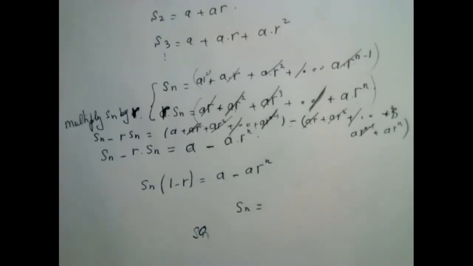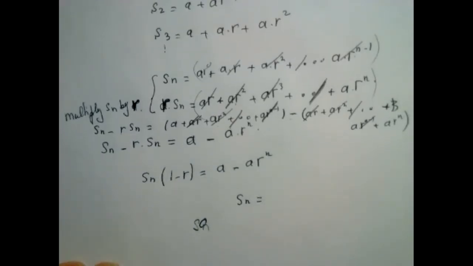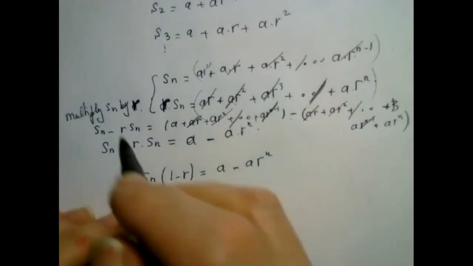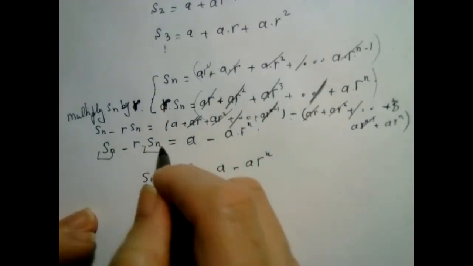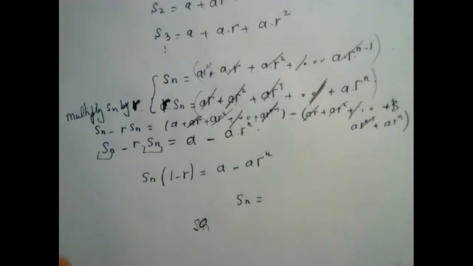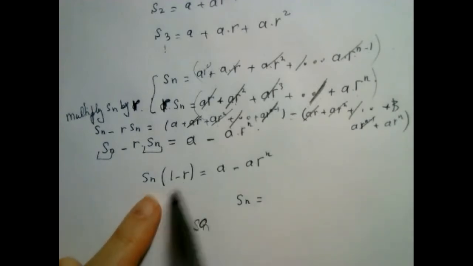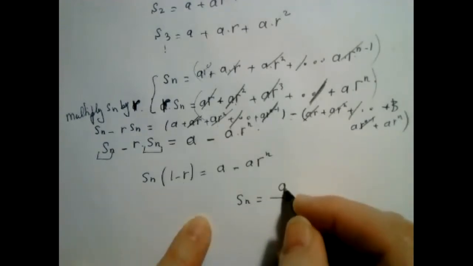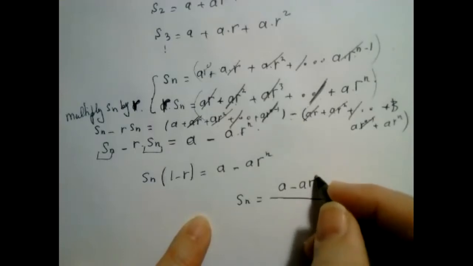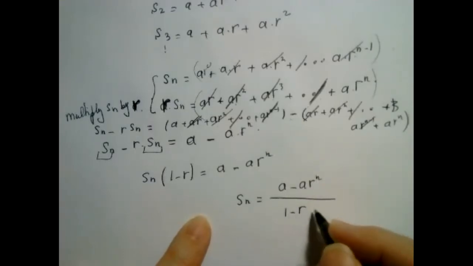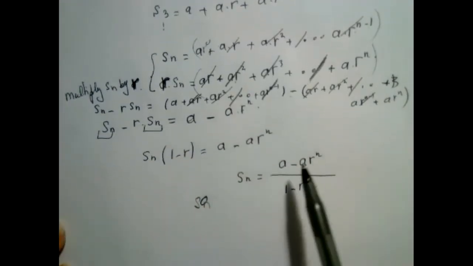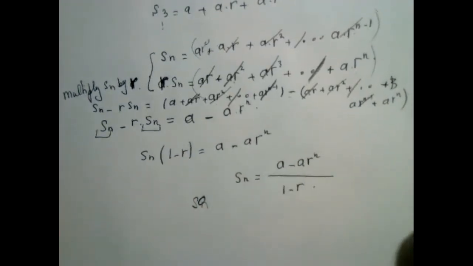Oh, okay, that makes sense. All right? Okay. Now I factor out my Sn. So as I said, it's a trick. To prove something, we need ideas. I will get A minus R. So now I will have Sn is A minus A R to the n over 1 minus R. So the sum of the first n terms is going to be given by the following formula: A minus ARN over 1 minus R.